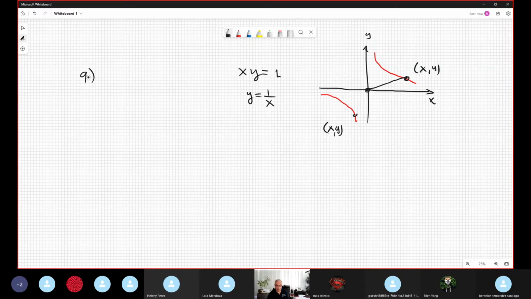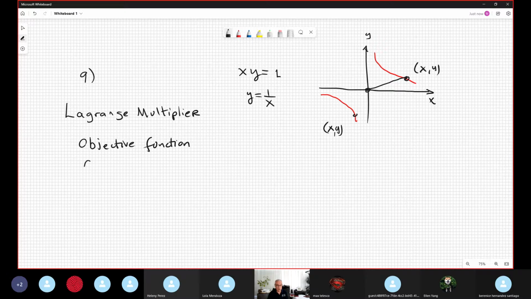Okay, just remember, in any problem of the Lagrange multiplier format, we have two functions. The objective function is the function that you want to minimize or maximize. It's the function that you want to optimize. In this case, the distance. I need to guarantee the distance is minimum. And we have constraints. In this case, only one.